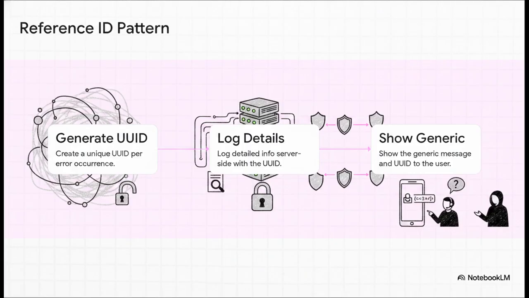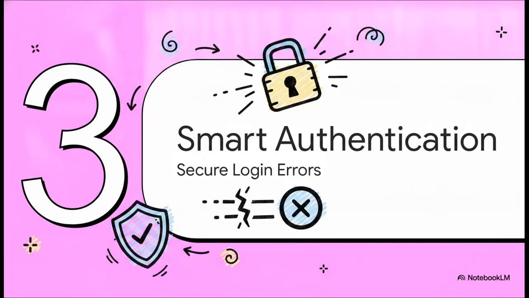So how do we actually build this out? It's all about the reference ID pattern. It's a simple 3-step blueprint. Step 1, generate a unique identifier, like a UUID, for the error. Step 2, log the full detailed error server side and attach it to that UUID. Step 3, show the user a generic message with just that ID, something like ERR-7A3F. Boom. You get full traceability for your support team, and the attacker gets a completely meaningless string of characters. It's a win-win.